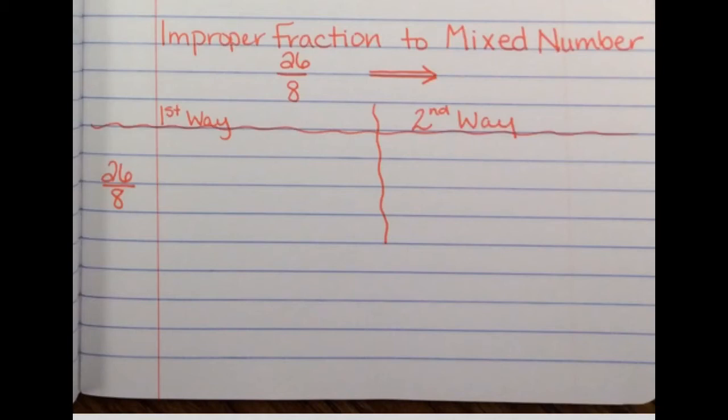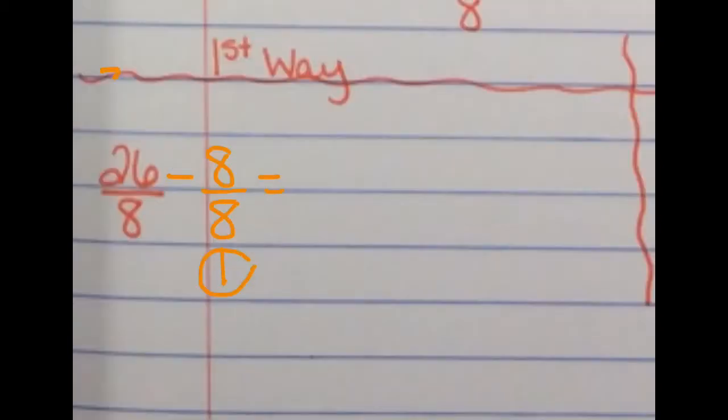Okay, we're going to look at this. 26 is greater than 8, so we know that this is an improper fraction. What you can do is take away the wholes that you see. 8 is our denominator, so we want to keep our denominator the same. We want it to be 8. And to make it a whole, we have our numerator be the same. So this is one whole. We're going to take that away from this fraction. So you've got 26, and you're going to subtract 8. Our denominators are common, so they stay the same.